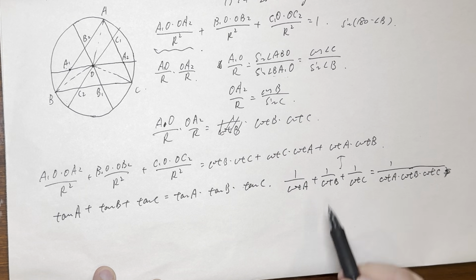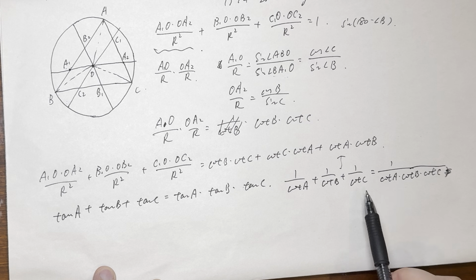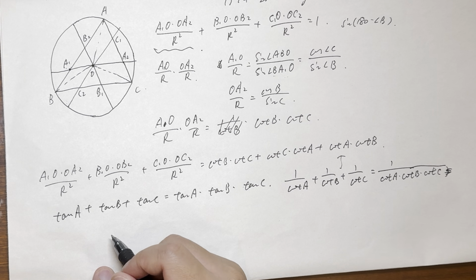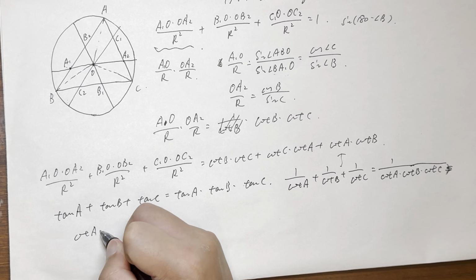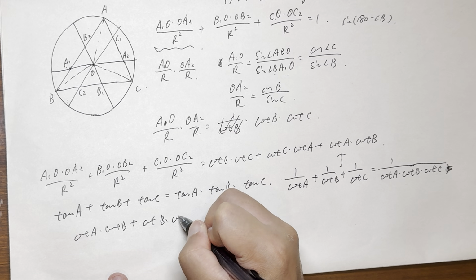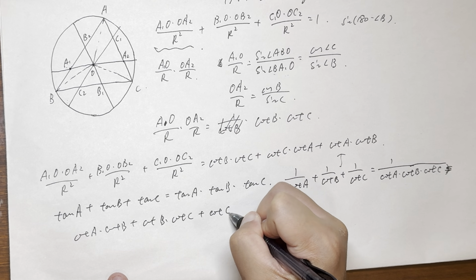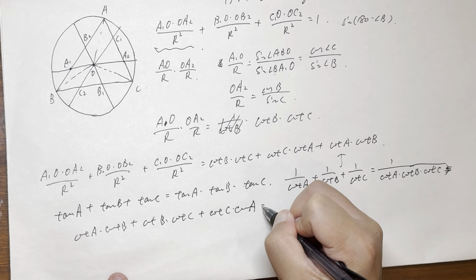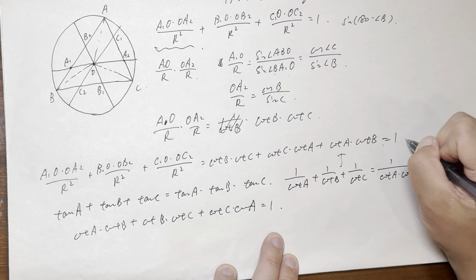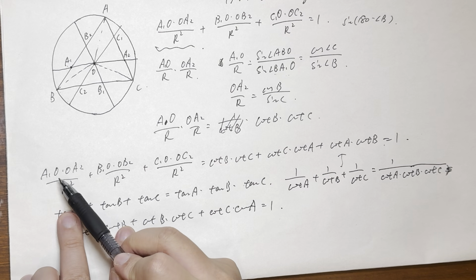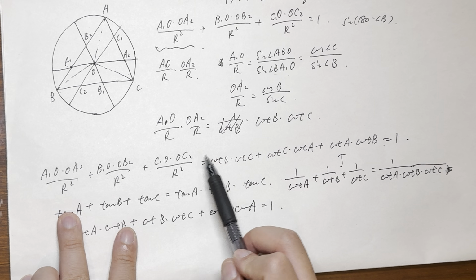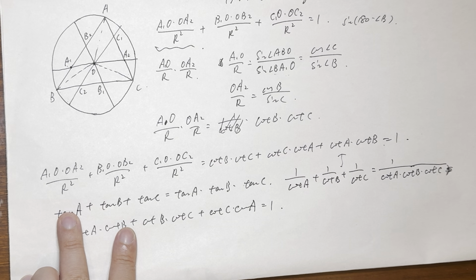We can multiply cotangent A, cotangent B, cotangent C on both sides. Then we got cotangent A cotangent B plus cotangent B cotangent C plus cotangent C cotangent A equals 1, right? So we just proved this one equals 1, which means OA1 times OA2 plus OB1 times OB2 plus OC1 times OC2 equals 2R squared.